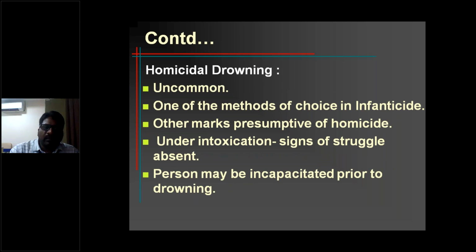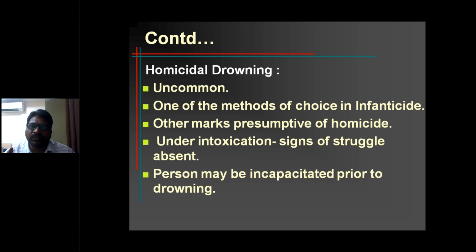So now come to homicide. It is uncommon. One method of choice is in the case of infants. Generally, if the person is an adult, they have the capacity to resist, so homicidal drowning is not possible. Uncommon. Another method is in the case of infants, who are incapacitated, so you can drown infants.